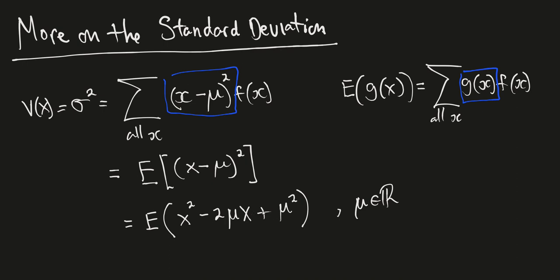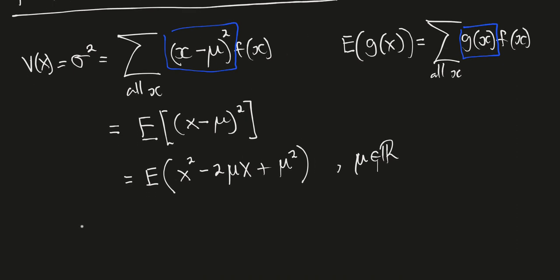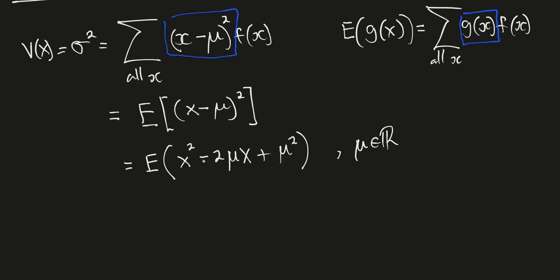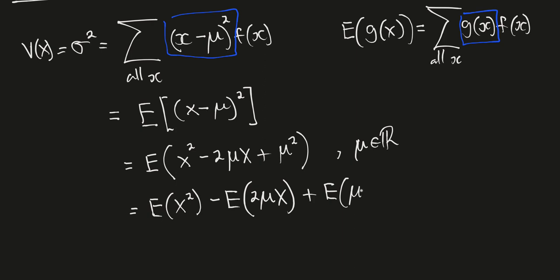Now remember, we proved some linearity properties of the expected value, and we can do this. The first thing I can do, because here is a difference, here is a sum, I can break this into the expected value of three separate terms. So first I can say it's the expected value of x squared minus the expected value of 2 mu x, and then plus the expected value of mu squared.